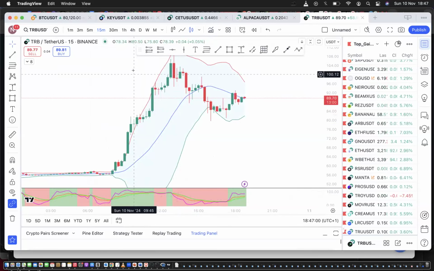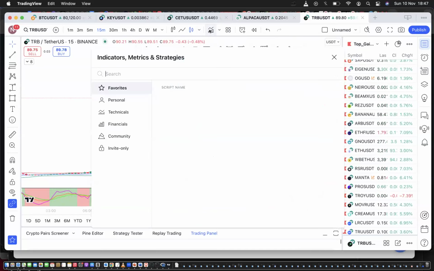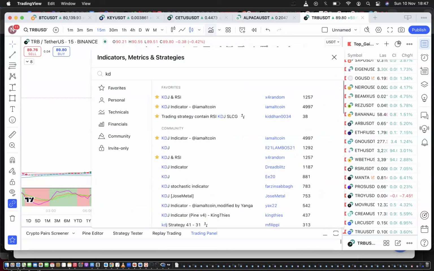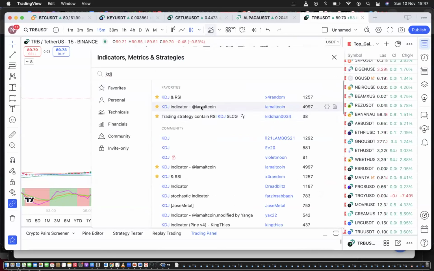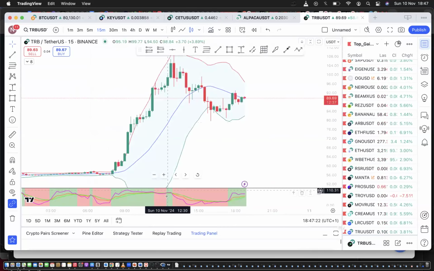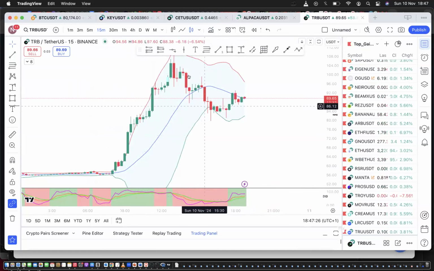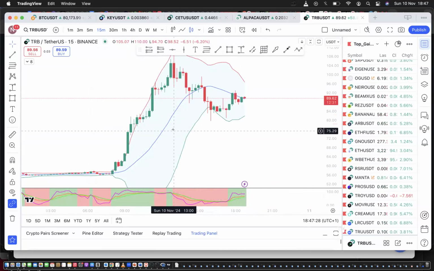Some people ask me what version of KDJ I am using. Simple question. So let's type KDJ. We're using the KDJ by I Am Altcoin, all right? KDJ indicator by I Am Altcoin. And you have about 4,997 persons using that indicator. So it will appear right here at the bottom. This here at the bottom is KDJ, and here is the Bollinger Band.